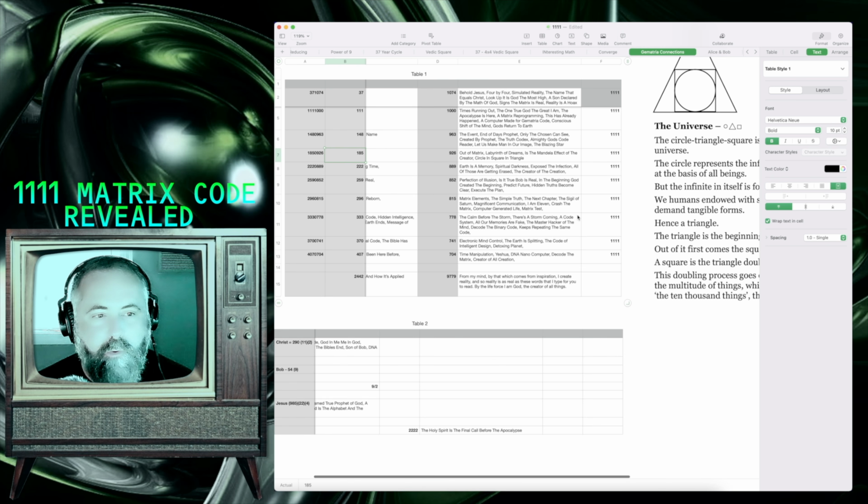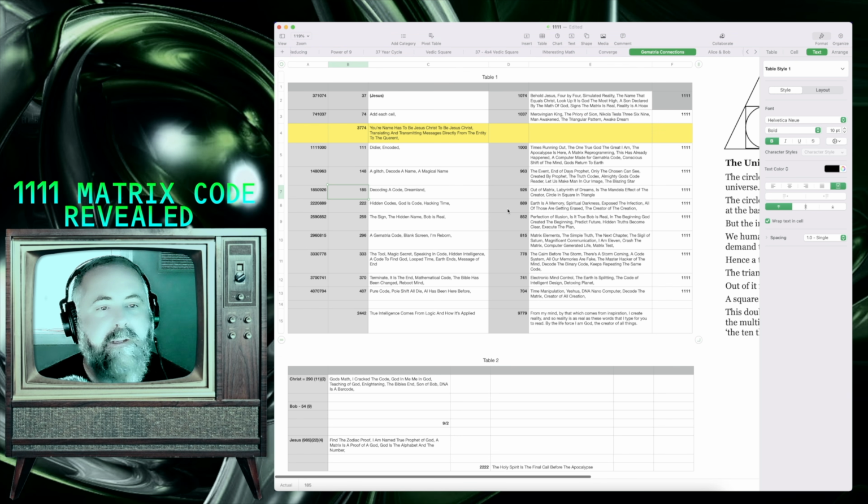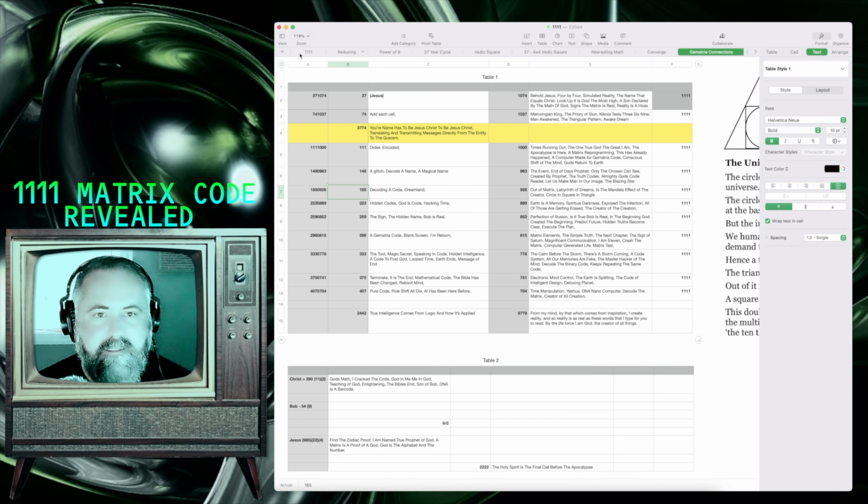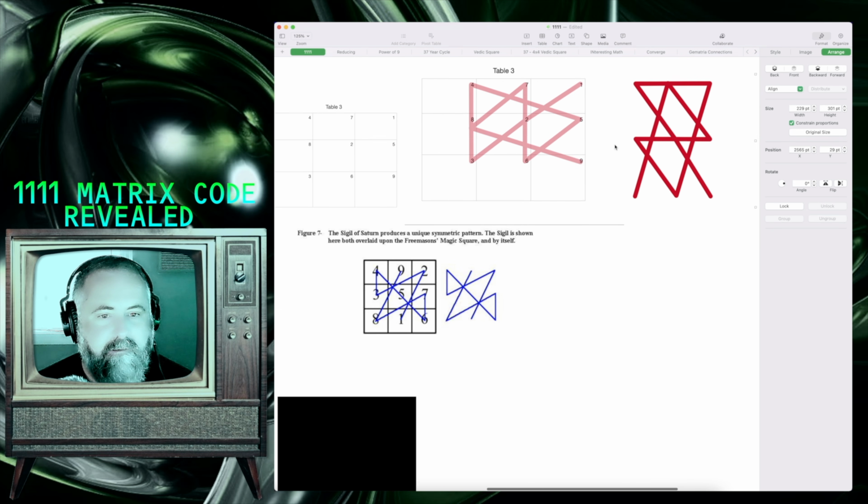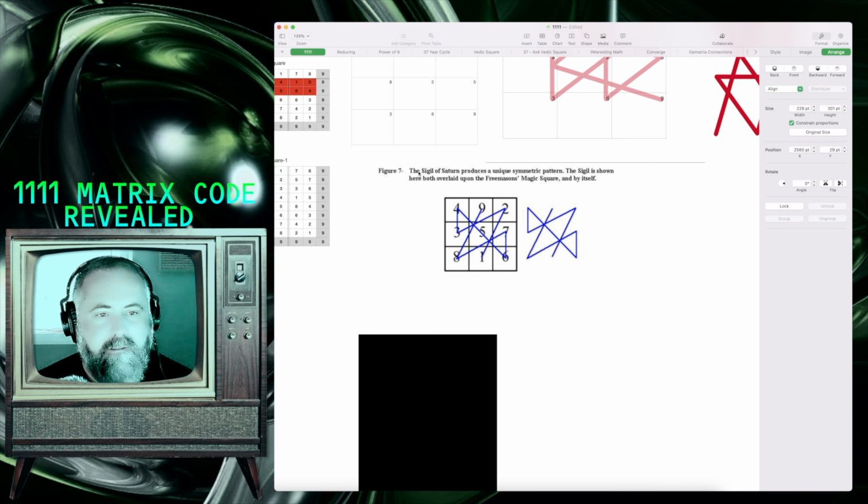One of the other things I wanted to point out to you guys was the Sigil of Saturn. Now, I didn't know what that was, so I went to the internet, typed it in, and interestingly enough, it gives this. So the Sigil of Saturn produces a unique symmetric pattern. The sigil is shown here, both overlaid upon the Freemason's magic square and by itself. So you can see the magic square and how they go from the number 1 to 2, 2 to 3, 3 to 4, 4 to 5 and 6, and so on. And it produces this symbol, the sigil.